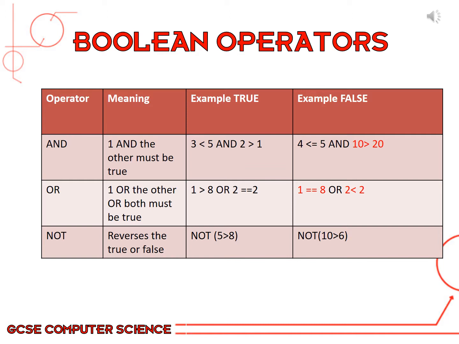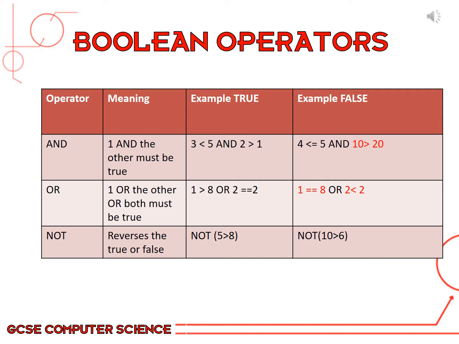The or operator means that one or the other or both of them can be true. So 1 is greater than 8. No, it isn't. But 2 is equal to 2. So therefore the output would be true. 1 is equal to 8 is not true. And also 2 is not less than 2. So both of those are false, which means your overall output would be false.